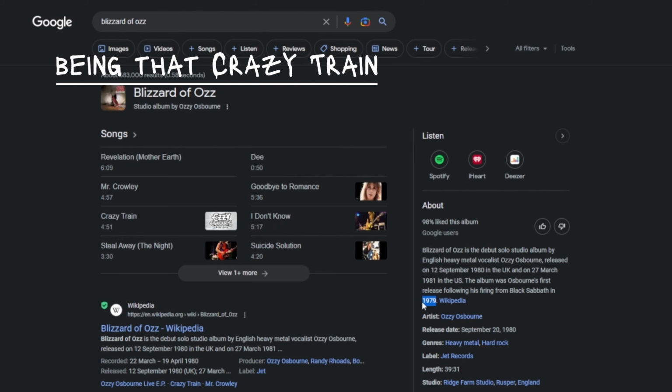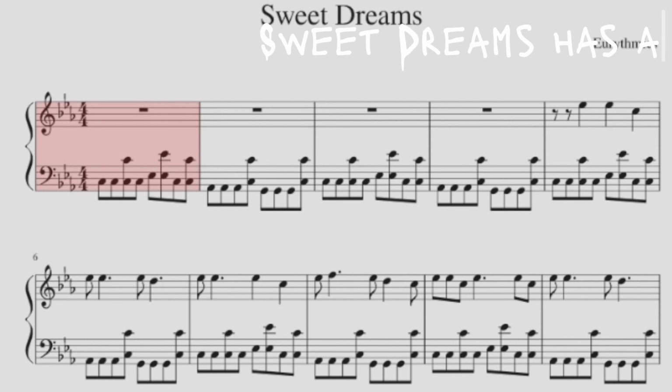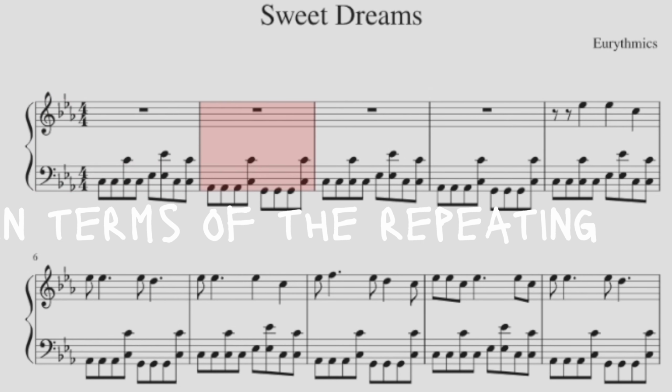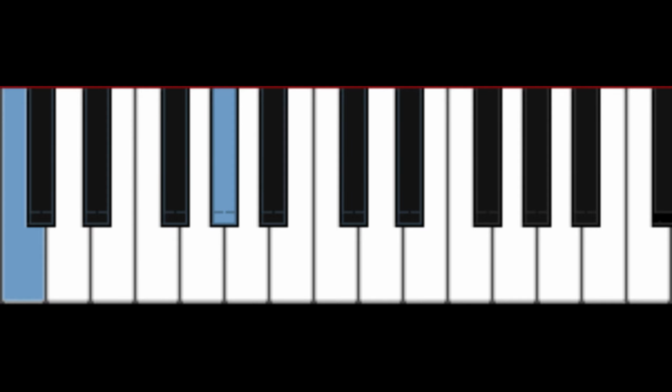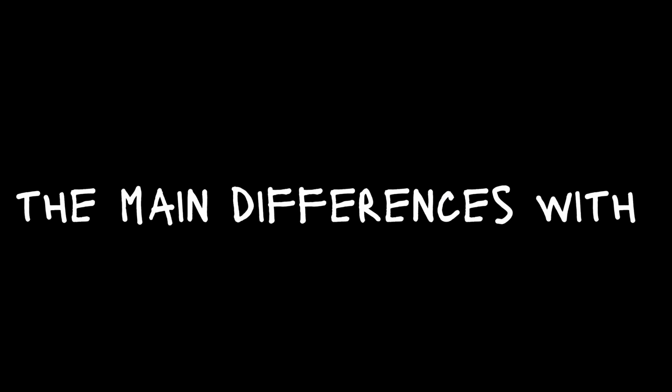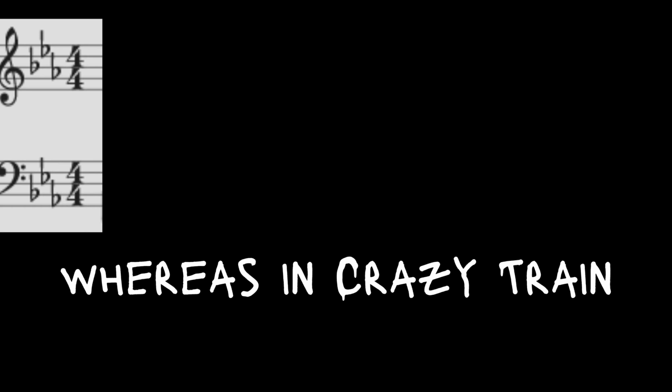Being that Crazy Train only came out a couple of years prior to this, Sweet Dreams has a very similar feel to it in terms of the repeating eighth notes on the synthesizer, while also making use of the minor sixth. The main difference with Sweet Dreams, of course, is that we do explore other diatonic chords in the key of C minor, whereas in the Crazy Train riff, we're mostly exploring F minor and A major.